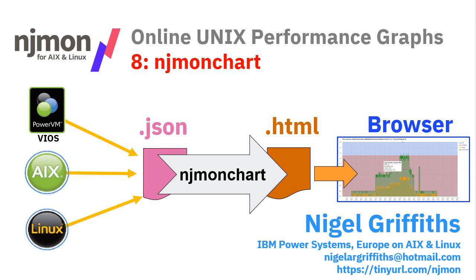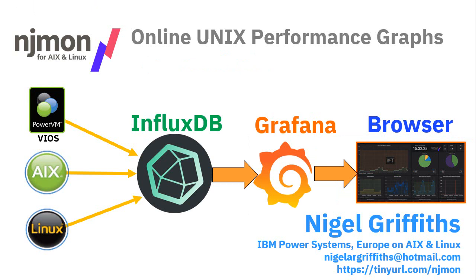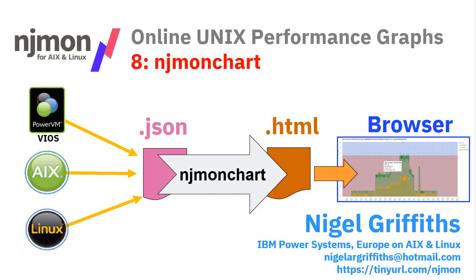This is a series, we're at number 8 now on njmon, but it's a little bit different from the others in the series. Normally we have a chart that looks like this where the data goes into the Influx database and then graphed by Grafana. But in this case we have something else in the middle in here. So we're taking the JSON file that comes out of njmon, going through the nmonchart, and it's generating a web page directly, a .html file that you can then view in your browser.